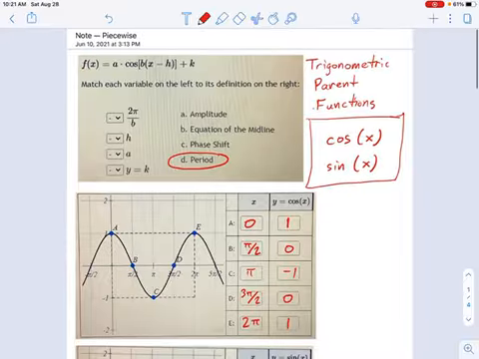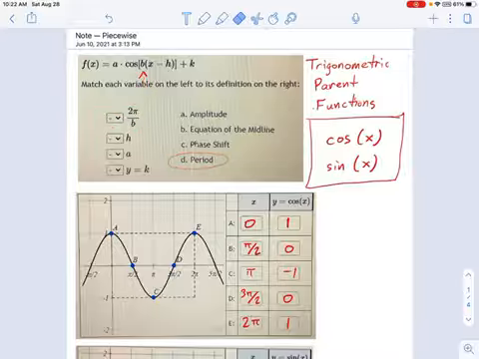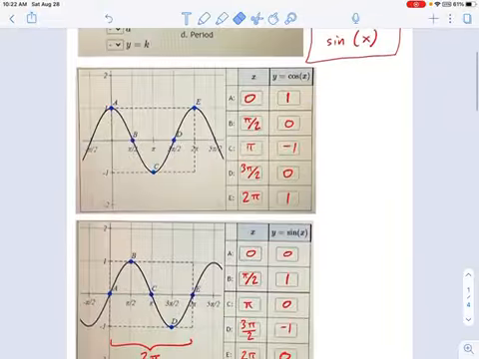Now, the period is calculated as 2 pi divided by b, where b is that horizontal scaling factor right here. So that's the only one of these where you actually have to do a little bit of math. Most of the other key features, you can just look at the equation and say, oh, there's h, there's a, and so on. But for the period, you do need to calculate some numbers. We will get into more about stretching and transforming these parent functions in later examples, but for now, I just wanted to go over the key points and concepts.